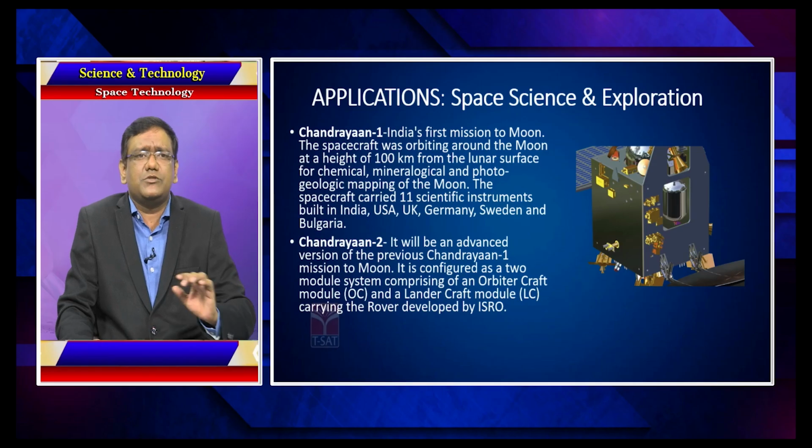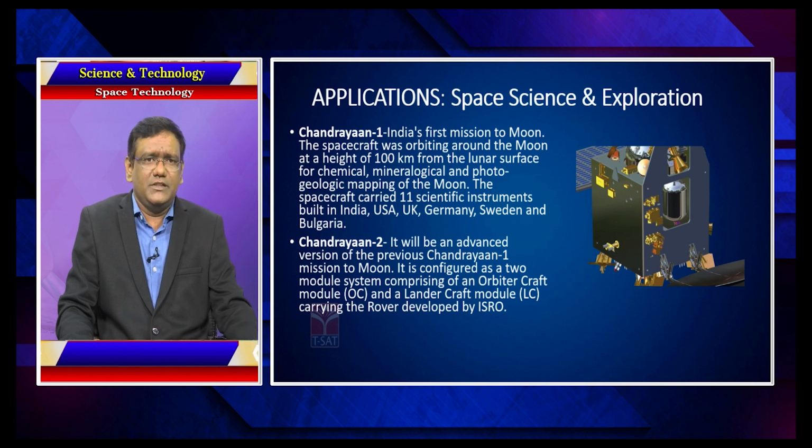And the next application is Chandrayaan-1. We all know that India's first mission to the moon is Chandrayaan-1. This Chandrayaan-1 spacecraft was orbiting around the moon at a height of 100 kilometers from the lunar surface. For chemical, mineral and photogeological mapping of the moon, we have sent this satellite. The spacecraft carried 11 scientific instruments built in India, USA, UK, Germany, Sweden and Bulgaria.